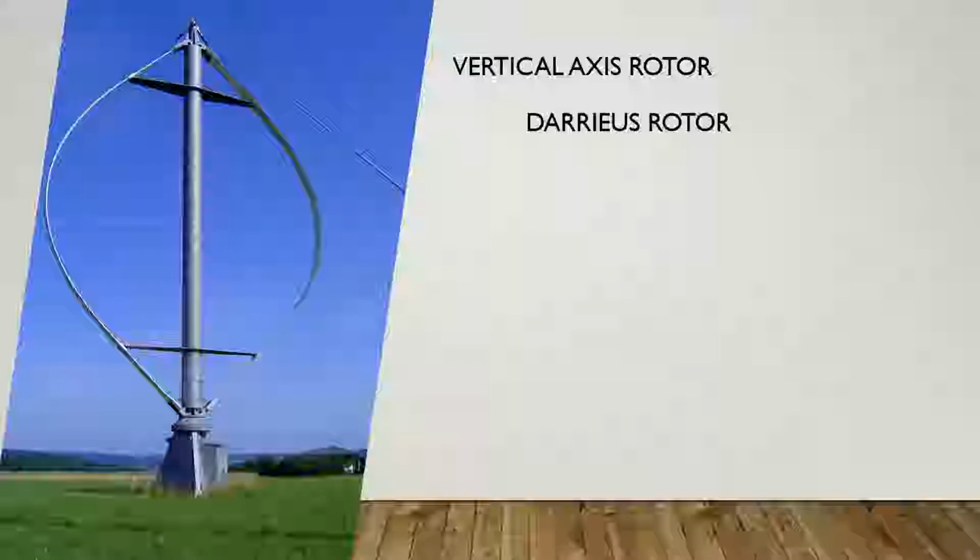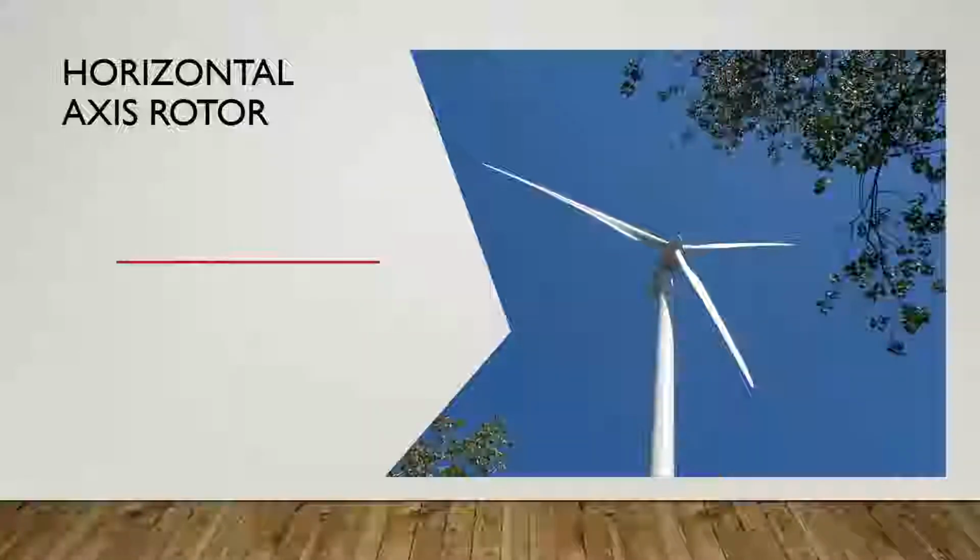This is an example of a vertical axis rotor. It's known as the Darrieus rotor. As you can see, its construction is simple and the rotor design is also very simple. This is an example of a horizontal axis rotor. Horizontal axis rotors are predominantly used in power generation nowadays just because of their efficiency.